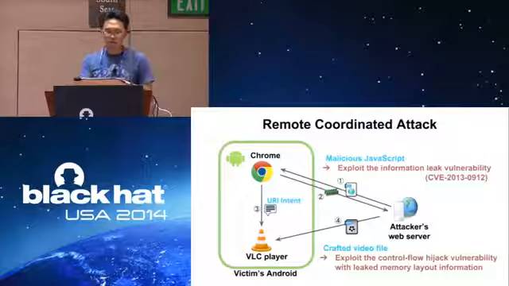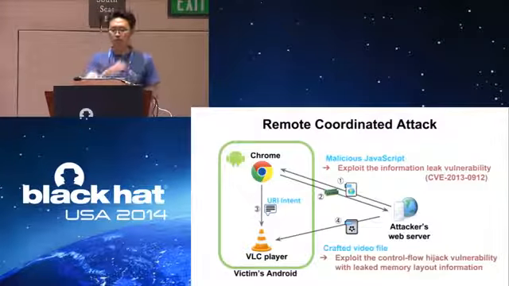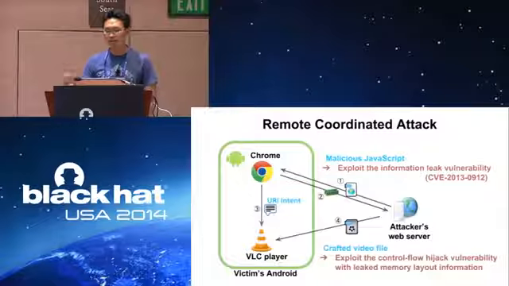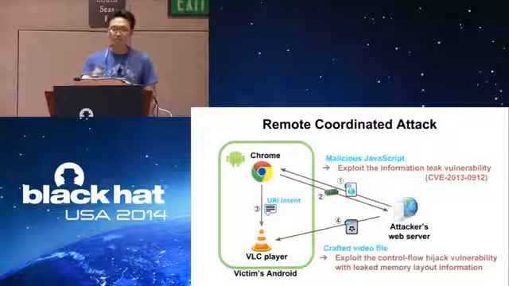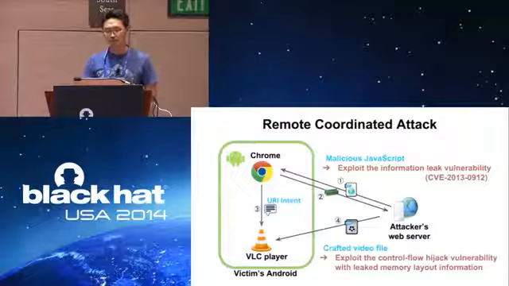What this VLC player does is that once it gets the URI intent, it automatically contacts the attacker's server and starts to download the video file. Inside the video file, because we already know the ASLR information, we build the ROP gadgets with this already known ASLR information.